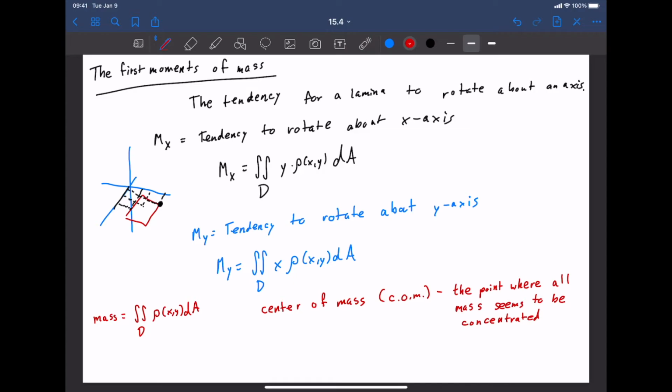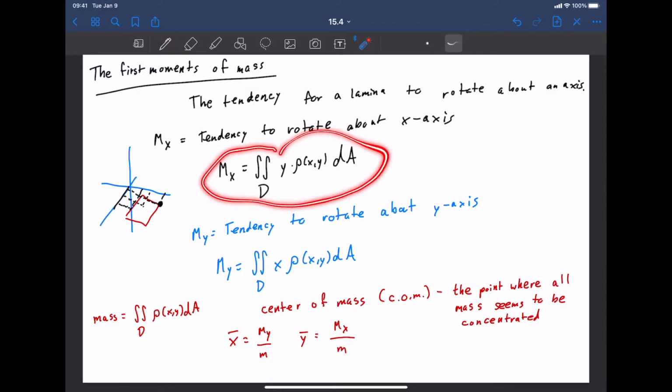Now, here's the one last confusing bit. Or perhaps things become a little more clear. It depends on how you see things here. X bar is going to be the moment with respect to y divided by the mass. Right? Because that would just leave the x around. That's one way to remember it. And y bar would be the moment with respect to x divided by the mass, because that would just leave the y. So again, it's a little confusing.